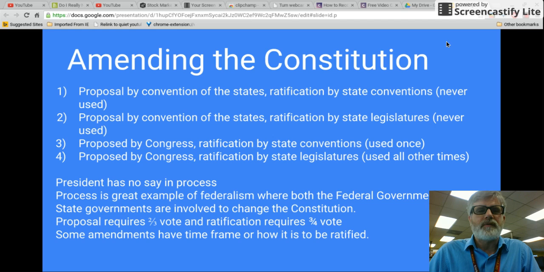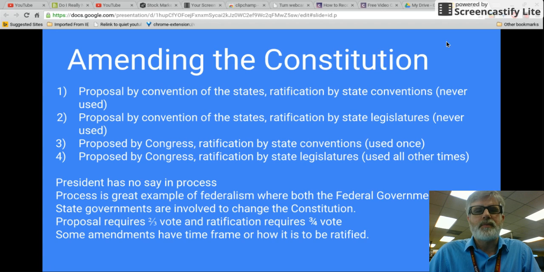So the first one is proposed by the Convention of the States, ratification by state conventions. That's never been used. Next one is proposed by Convention of the States, ratification by state legislatures, again never been used. The one that has been used once is proposed by Congress and then ratification by state conventions. That was the removal of prohibition of alcohol. And then the last one, proposed by Congress, ratification by state legislatures. This has been used 26 times.